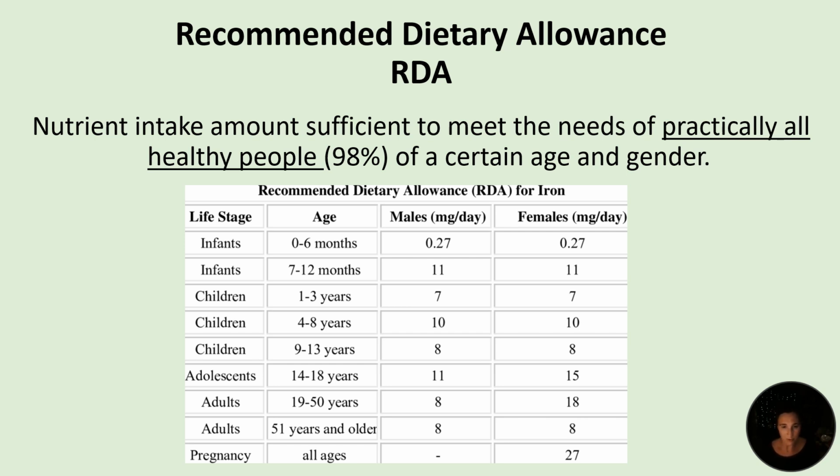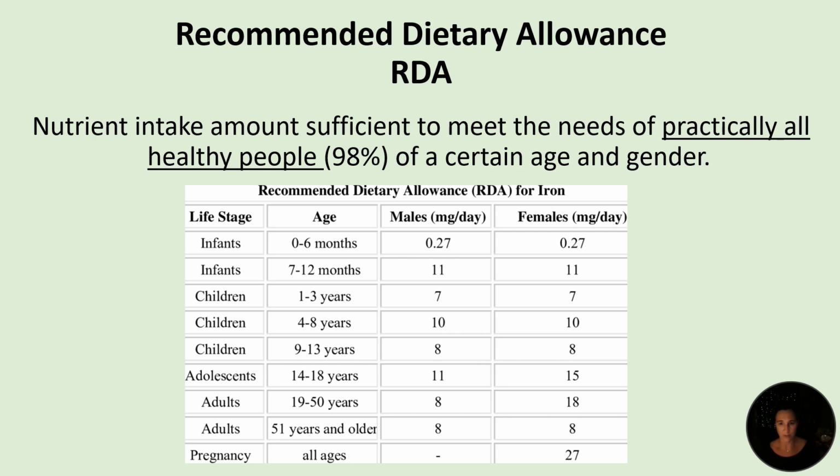So we wish this number could be 100%, but we can't ever meet the needs of 100% of our population. There are going to be outliers who need certain things in their diet. So this covers 98% of people, so almost the whole population. And these are used to evaluate your intake of a specific nutrient per day. So the further you stray above or below it, the greater the chance of nutrition problems.